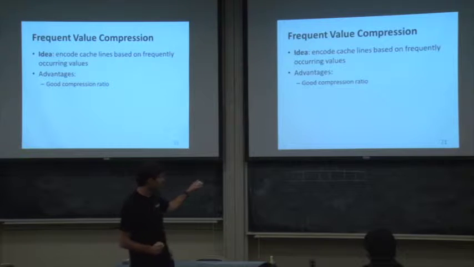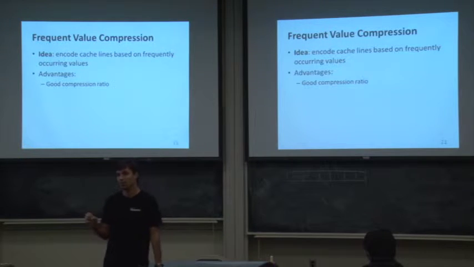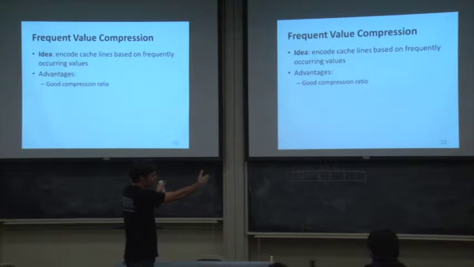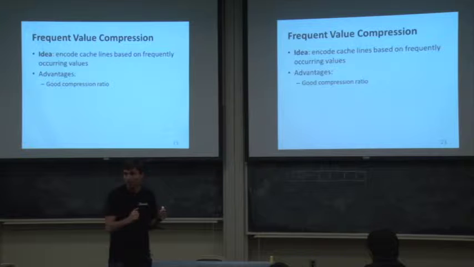Efficient. And the problem, if you encode things like this, is that some things are frequent, some things are infrequent in the same cache line. So you need to go linearly through a cache line to decompress it. That requires a latency that's relative to the size of a cache line, which means you need at least 8, 16 cycles to do the decompression.